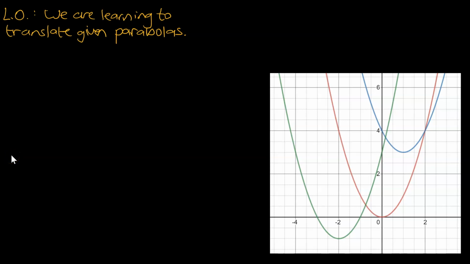Today's learning objective is in yellow and we're learning to translate given parabolas. What we're going to do to start off with is compare some of the parabolas I've got on the right hand side, to explain and demonstrate what I mean by translate. Translation, or translate, is effectively asking you to move a parabola. You can do that by moving it up or down, or left or right, and potentially you can merge the two and do both at the same time.